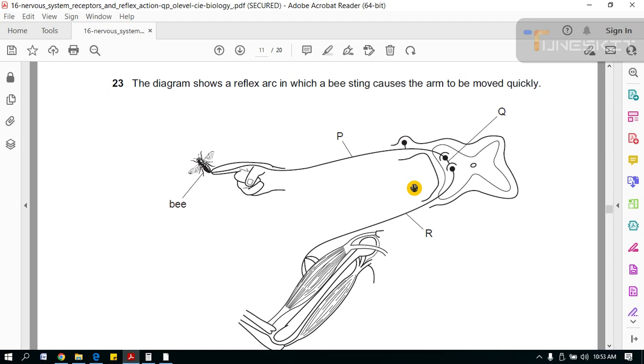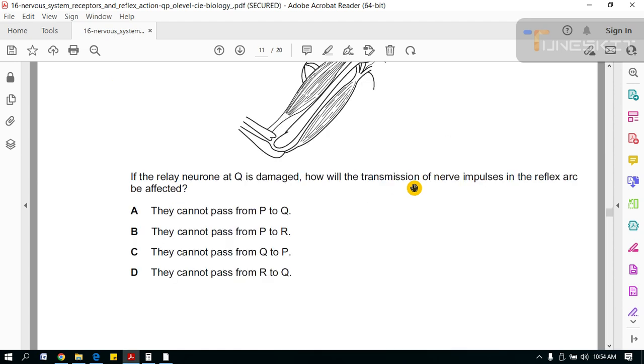P is actually a sensory neuron. It will take this message of stinging from the finger to the relay neuron at point Q, but Q is damaged. If Q is damaged, it means that the information coming from the sensory neuron will not be processed here, because Q is damaged. So what would be the scenario here? He is asking you a question.